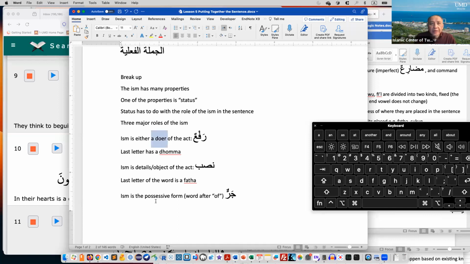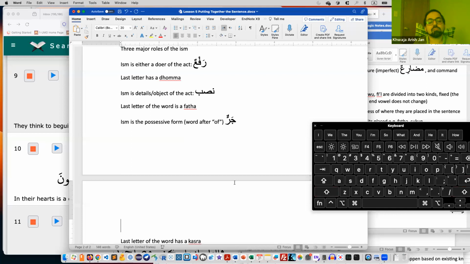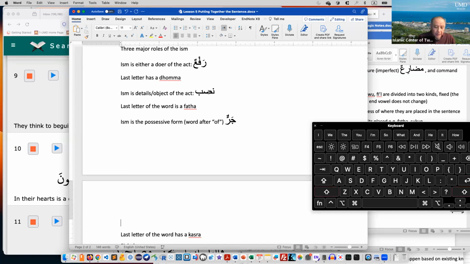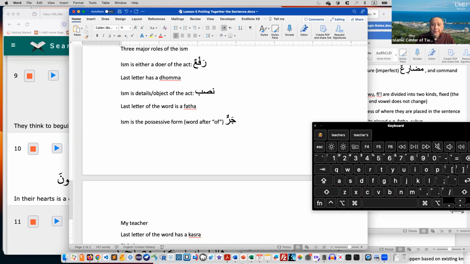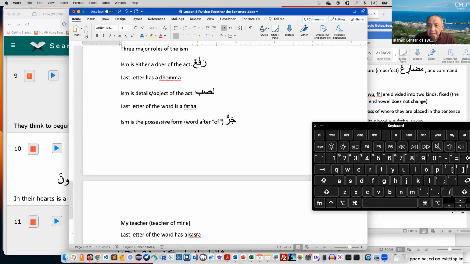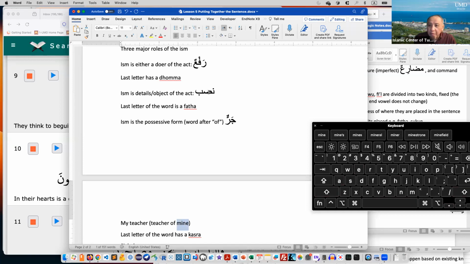The last one is the word after of. For example, when you say my teacher, that's actually saying teacher of mine, isn't it? Right? Teacher of mine. So the word after of is automatically what? Not the doer, but after of. It's automatically jar.